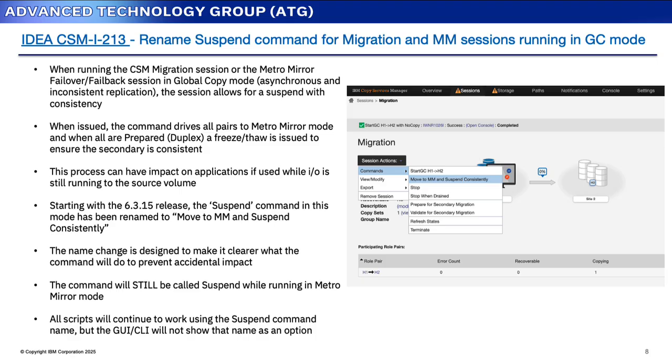The issue that we hit was, tied to this idea, that the command itself is dangerous because it has application impact. So just simply moving these pairs to Metro Mirror mode, if we're across distance, could lead to application impact because of the longer distance Metro Mirror plus the freeze and thaw. And so it wasn't quite evident in the command itself that the process was going to occur.